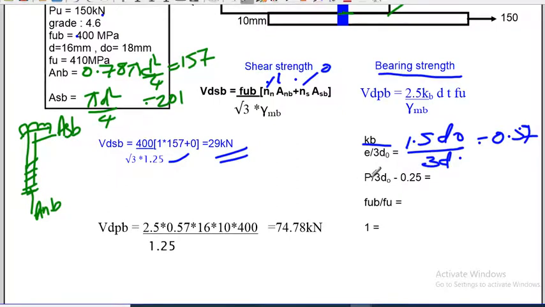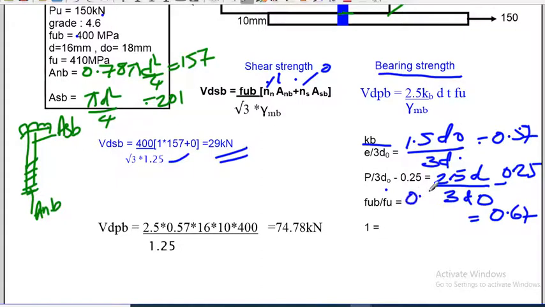Okay. And P, you can take P is nothing but 2.5 times D. Normally, as per the code, the minimum pitch, if it is not given, you take 2.5 times D. 2.5 D is the pitch divided by 3 D0 minus 0.25. Okay, so this is also coming 0.67. And this value FUB by FU, FUB is 410, so this is coming 0.9. So out of these 4, 1, 2, 3, 4, the least one is 0.57.